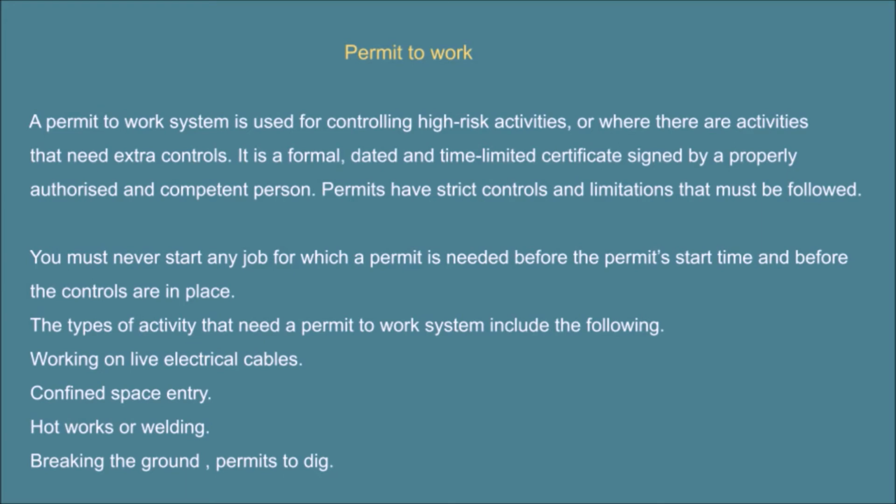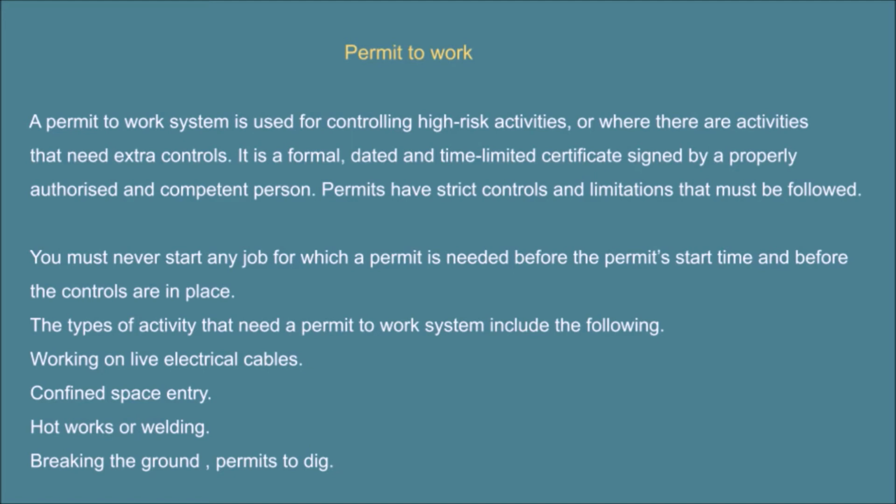Permit to work. A permit to work system is used for controlling high-risk activities, or where there are activities that need extra controls. It is a formal, dated, and time-limited certificate signed by a properly authorized and competent person. Permits have strict controls and limitations that must be followed.